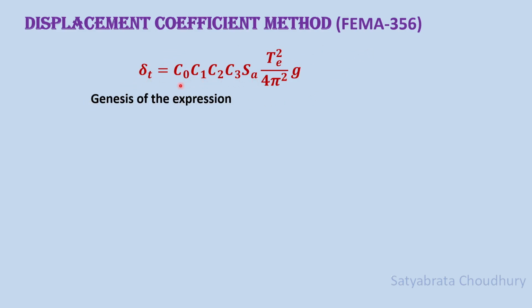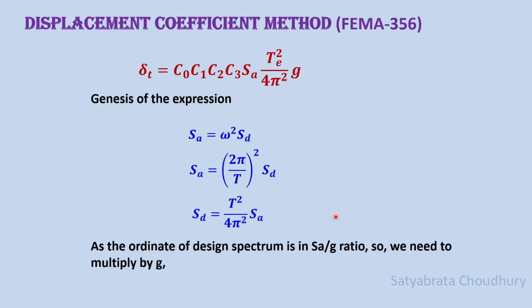Now, where does this expression come from? Let us see the genesis of the expression. We have the relationship spectral acceleration equal to omega square SD. Omega is the angular frequency, and SD is the spectral displacement, and we know omega equals twice pi by T. So putting this, we can find the value of SD: SD equals T square divided by 4 pi square times SA. Now in the codal design spectrum, you are not given SA, but generally given the SA by g ratio. So if you want to use SA, that ordinate you have to multiply by g so that you get SA. So finally the expression becomes SD equals T square by 4 pi square times SA into g.